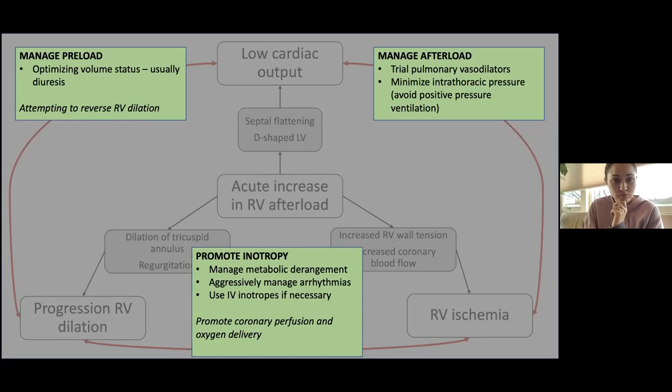And lastly, we want to promote inotropy. And what that means is we want to manage the metabolic derangement. So if there's acidemia, if there's hypoxemia, we want to make sure we're promoting oxygen delivery to the heart, allowing the heart to work in a supportive atmosphere. We want to aggressively manage any arrhythmias because that would definitely worsen our inotropy, and then use IV inotropes if necessary.